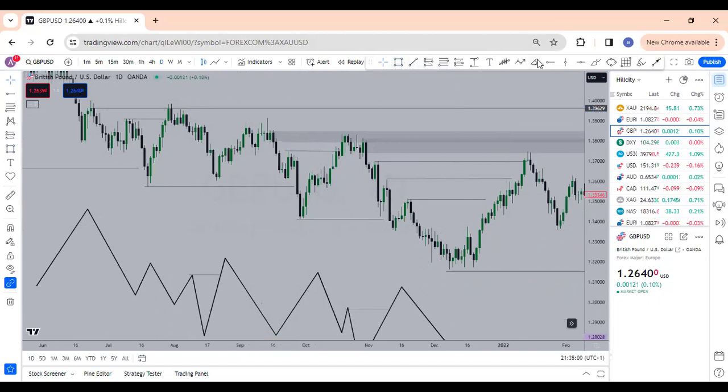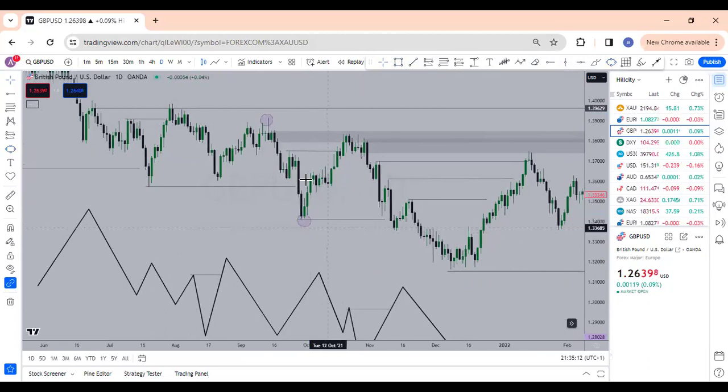Sorry, let me use this. From this point right here to this point, we have what? An old low. Don't forget we are in a downtrend, so we have an old low in between this point. So this point is our area of liquidity.